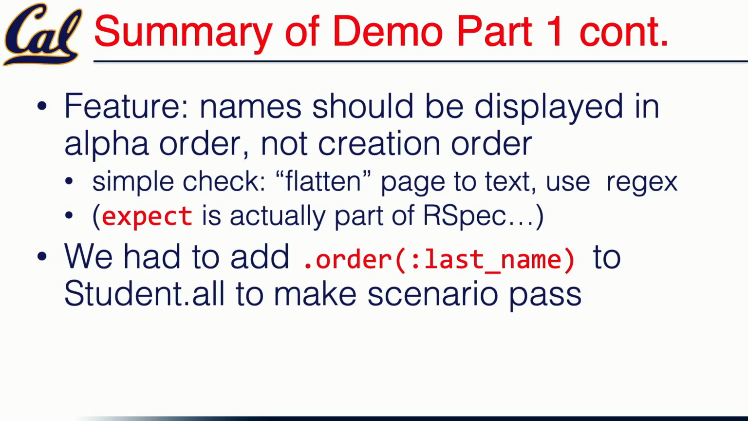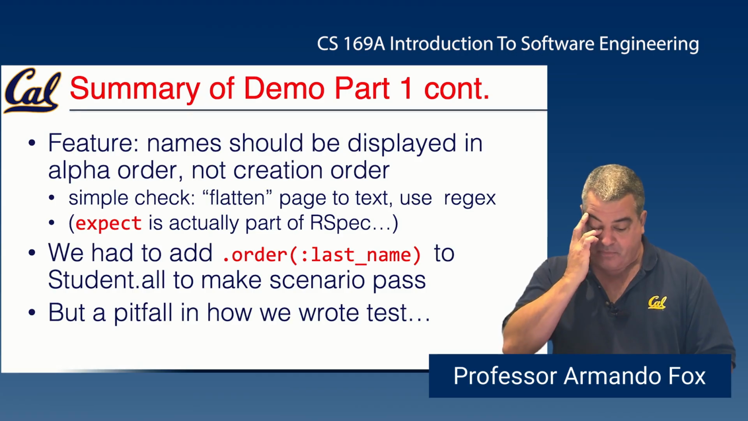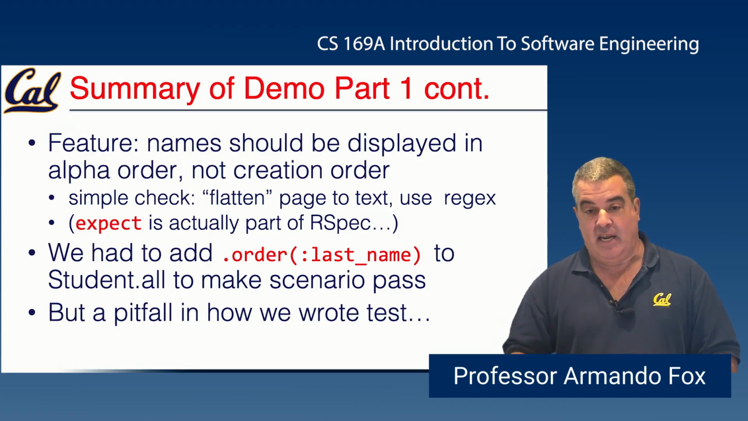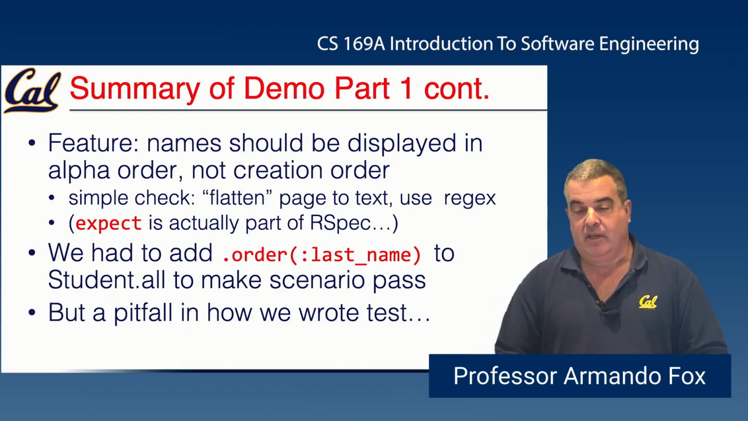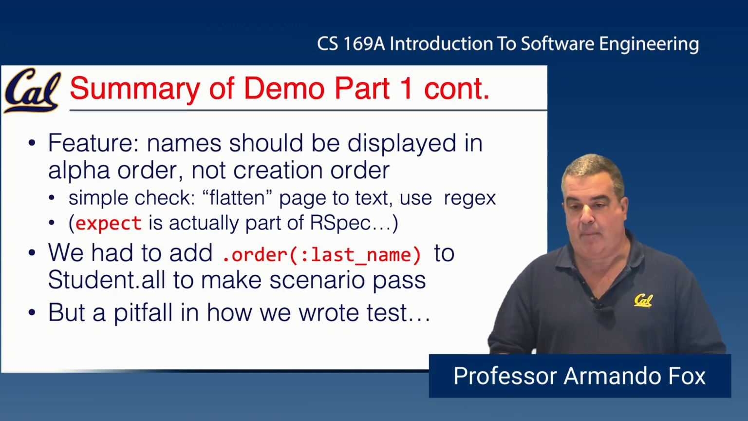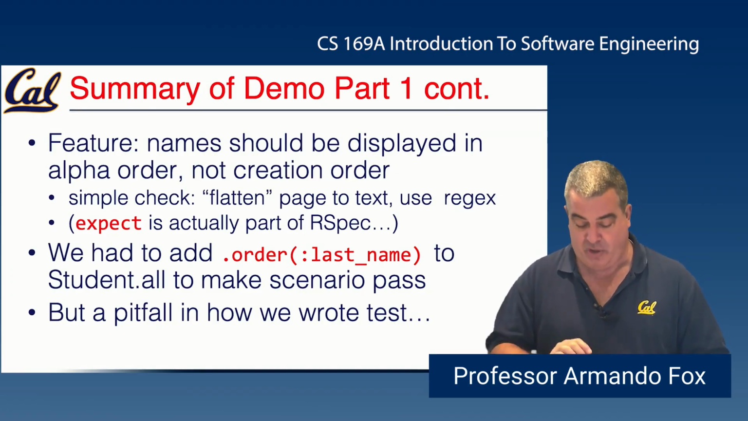Initially, we had a scenario that was failing because we had not added an order clause to the call to Student.all in the controller. And once we added that in, that made the scenario pass, and it was green, and it was happy. So that's where we left off. And the second part of the demo that I'm going to do now illustrates a pitfall in how we wrote the tests. And there's a more general pitfall here about using a Cucumber or a Capybara construction that is too simple. So let's do the second part of the demo, and I'll show you what I mean.